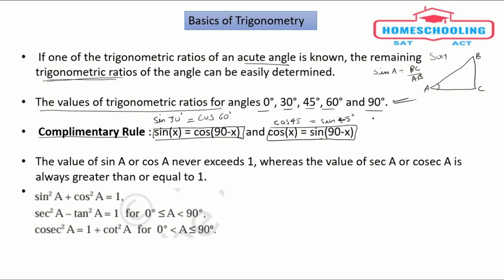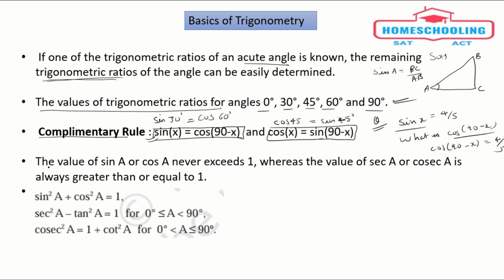Very rarely, questions are asked from the complementary rule. There was one question like: sine x is 4 by 5, so what is cos of 90 minus x? As we know from this complementary rule, sine x is equal to cos of 90 minus x. So cos of 90 minus x would also be equal to 4 by 5, as from the complementary rule these two are equal to each other.